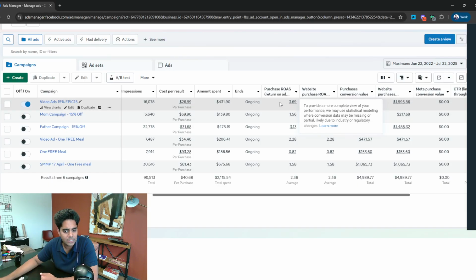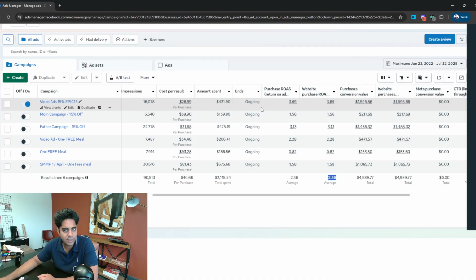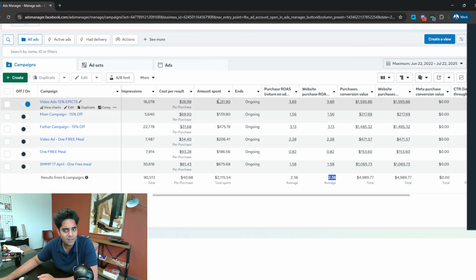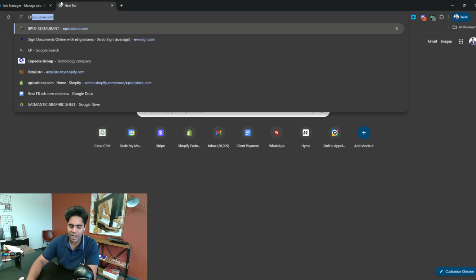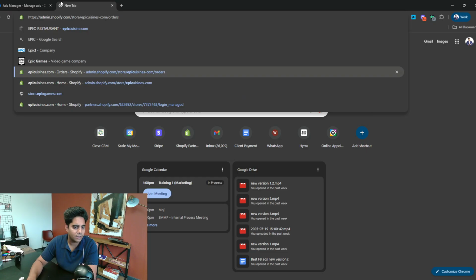We want our return on ad spend to be 2 or higher typically, so we want to be doubling our money on ad spend. The more the better, and as we can see, it averaged out 2.36. Now one must remember that the ROAS only accounts for the customer's first time buying. Unless they come back through an ad again, it does not account for the customer's second, third, fourth, fifth purchase, which means it might just say $4,989, but in reality, that particular client has probably made more money than just that.